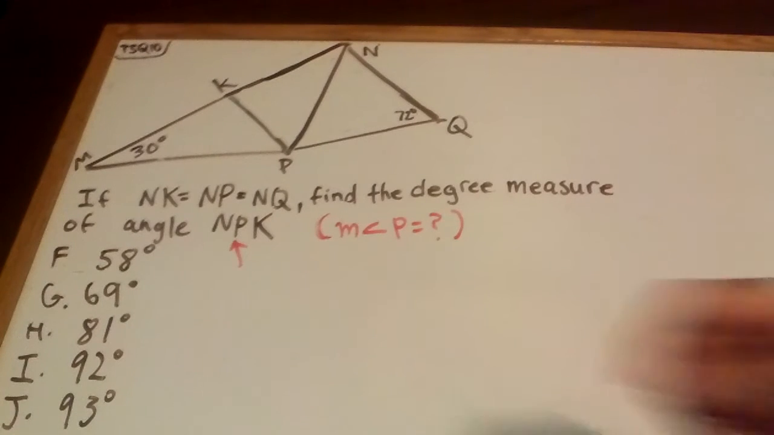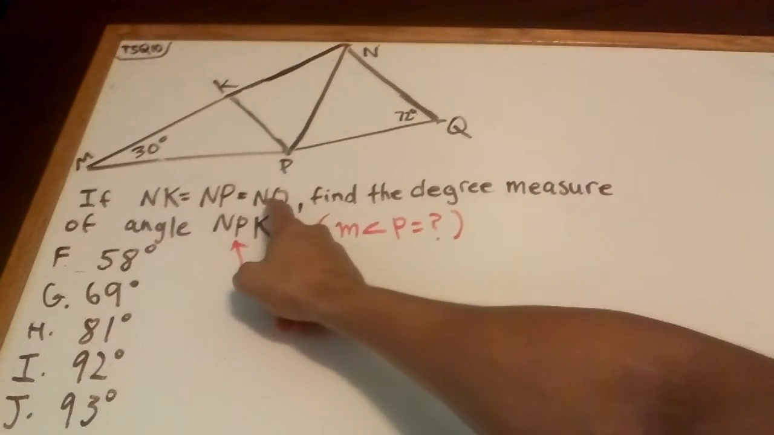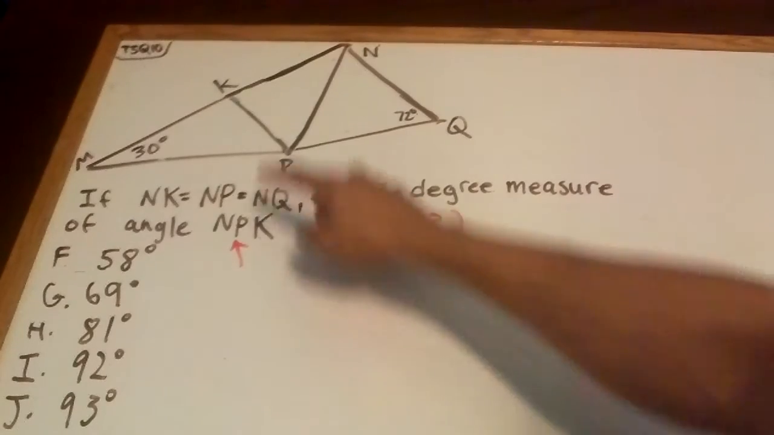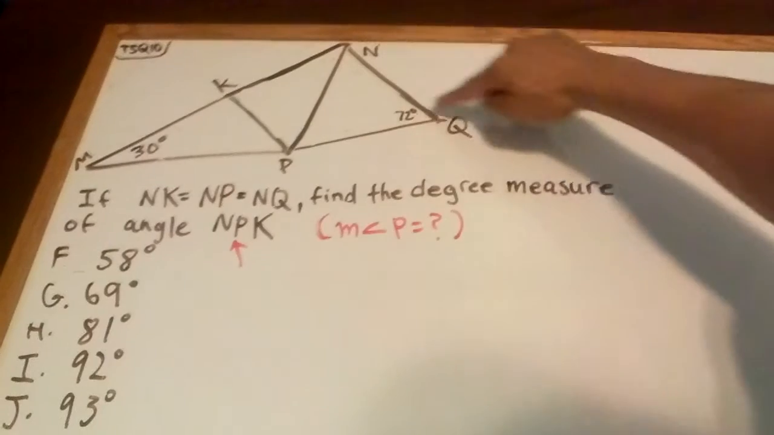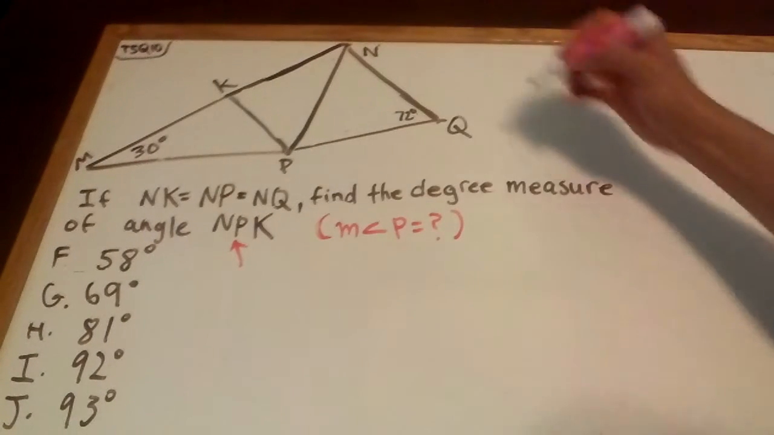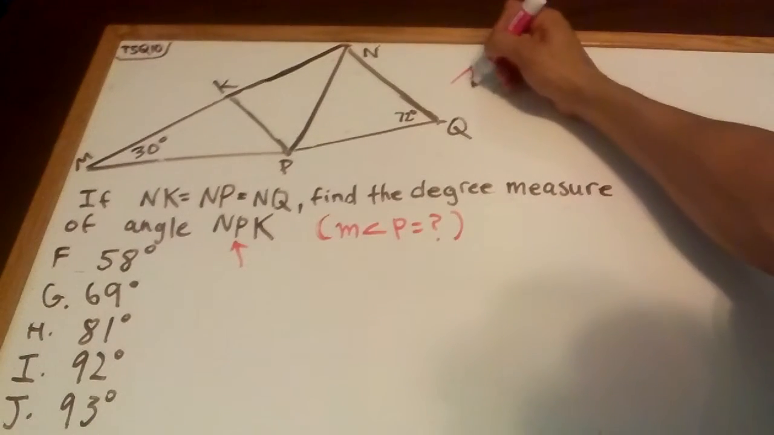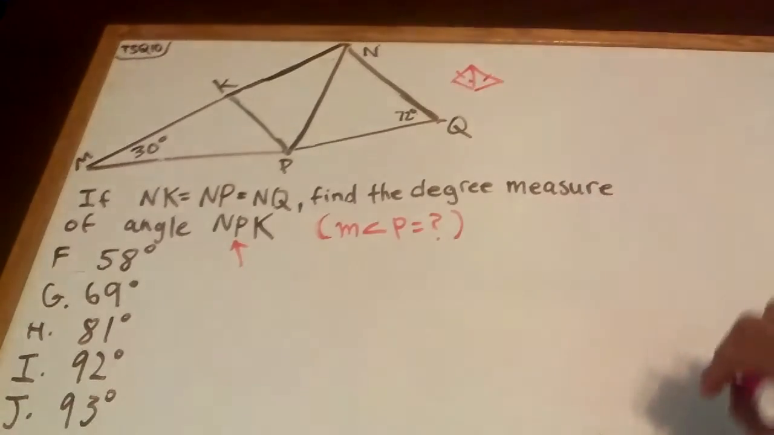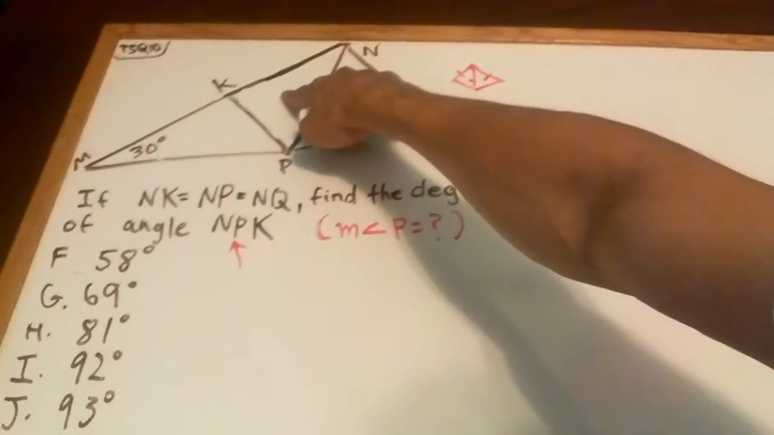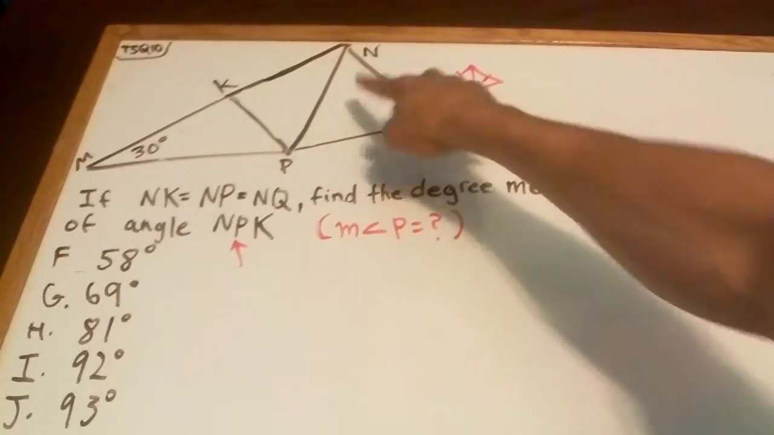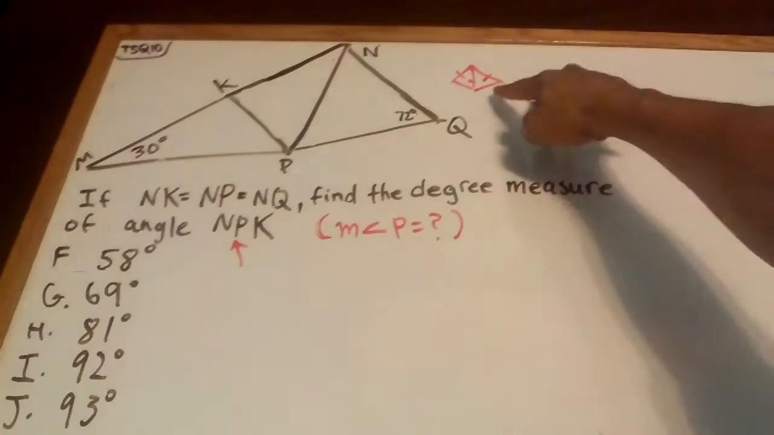Okay? So again, NK equals NP equals NQ, and those are line segments, see? NK, NP, NQ. So what does that mean? It means they're the same as each other. That is the same as that, and this is the same as that, which means this is an isosceles triangle, and this is an isosceles triangle. Alright, that's useful information for a bit.